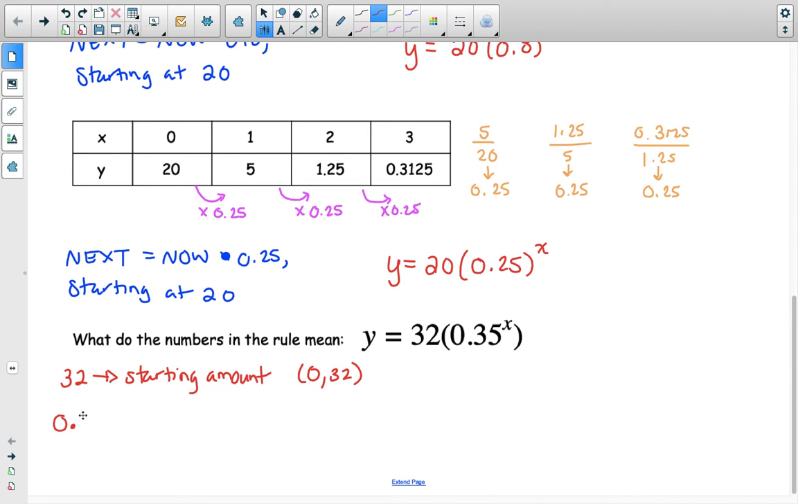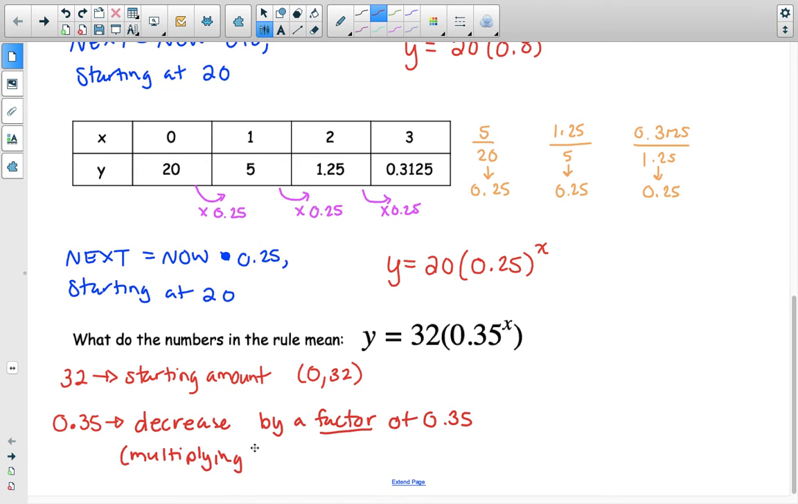The 35/100 is telling us that this is decay. This is decreasing. It decreased by a factor. This is your decay factor of 35/100, because that's what we're multiplying by 35/100 each time. That's why it's the decay factor, because that's what we're multiplying by.